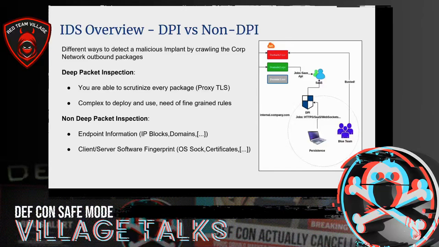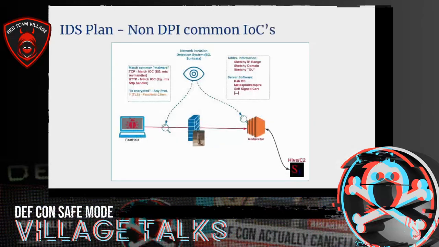But I'm not going to get really deep into these techniques. I want to focus on the non-deep-packet-inspection techniques. Those techniques are focused not on what the body of the payload is, but more on things like where the egression is going, which is the server our foothold is connecting to.